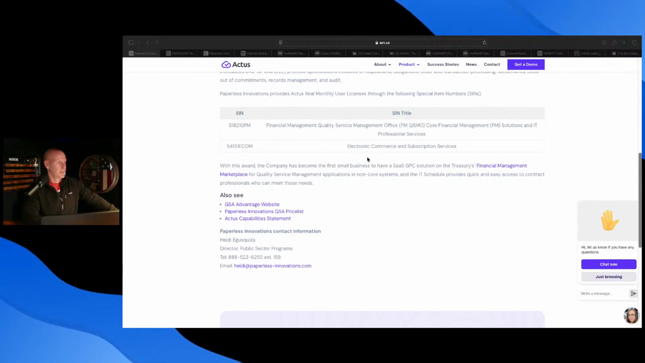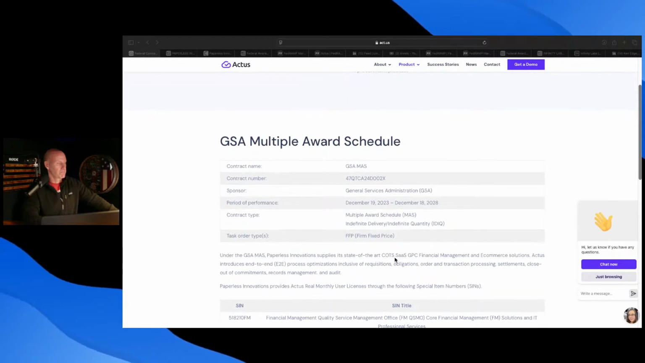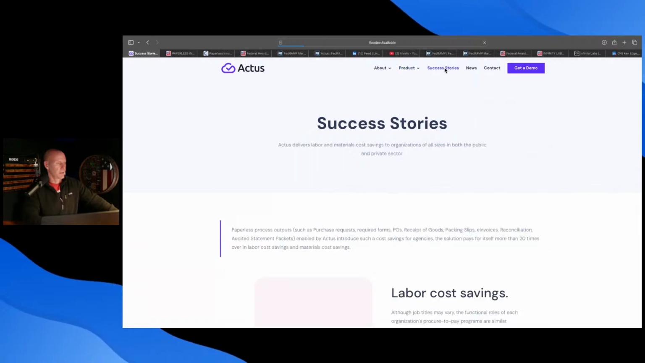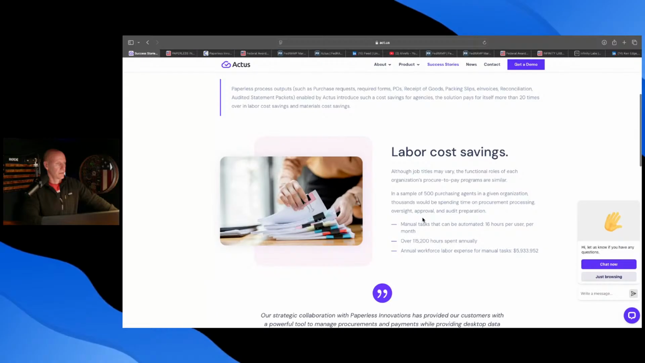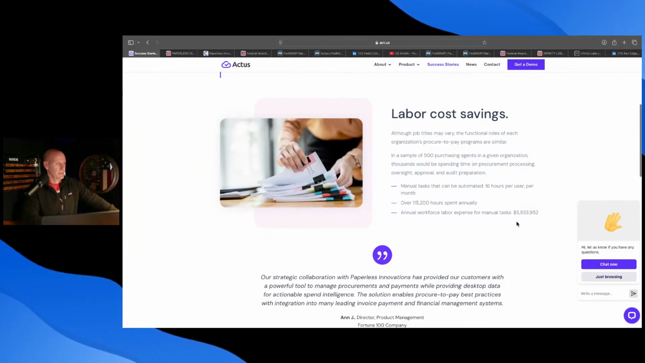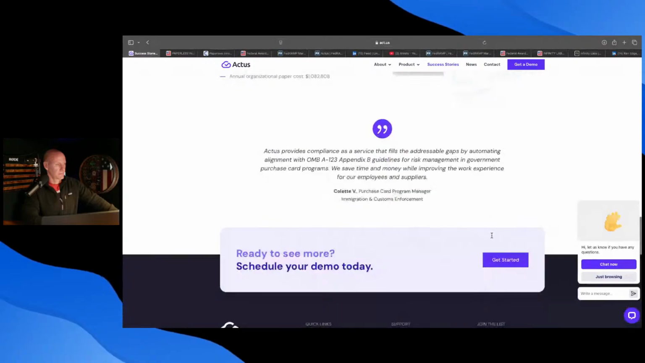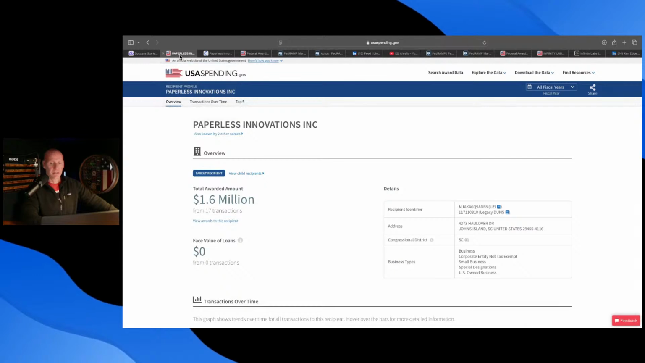You can see their SINs right there. Not like they're bad sins. I mean, financial management, professional services, electronic commerce, subscription services. Okay. Very interesting. Usually they're going to talk about who they're on contract with as well. Success stories. Let's see, who's this with? They say annual workforce labor expense from annual task 5 million. Okay, it provides compliance. All right, let's just jump right into USA spending, guys.